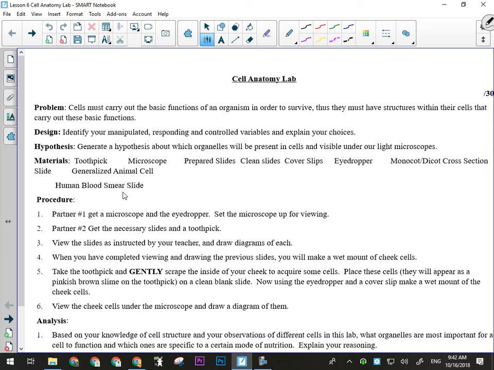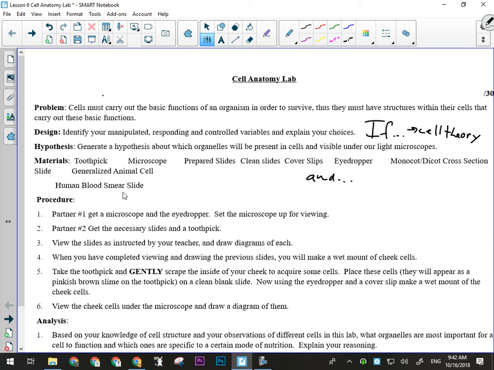Okay, for our hypothesis, we want to generate a hypothesis about which organelles will be present in cells and visible under our microscopes. That's probably more to do with the then part. The if part probably has more to do with the cell theory. Not with the problem, there's no problem with the cell theory. The problem that has the cell theory in it. So the if part should probably talk about that, and about what cells have to do. The and part, as always, describes the experiment.